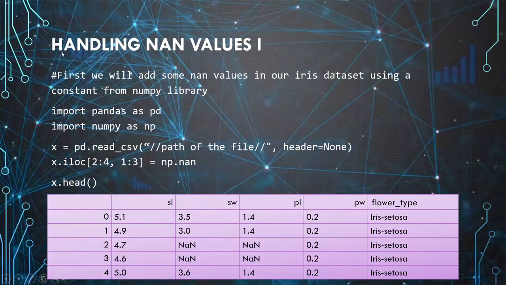So now we need to handle the NaN values. I told you about NaN values, which are the null values. First we will add some NaN values in our iris dataset using the constant from the NumPy library. So first we import pandas as pd and NumPy also. Then x equal to pd.read_csv, path of the file. We all saw this, header equals none.